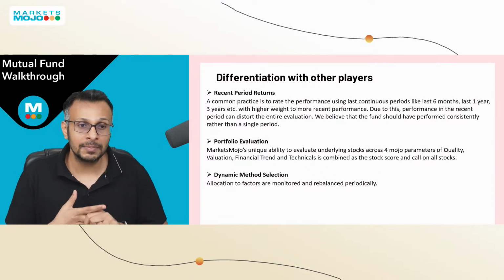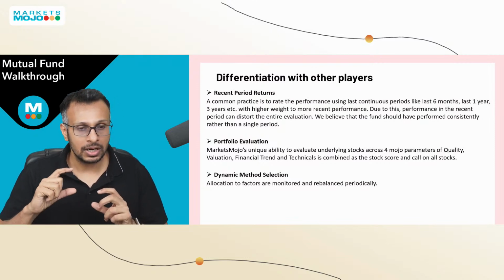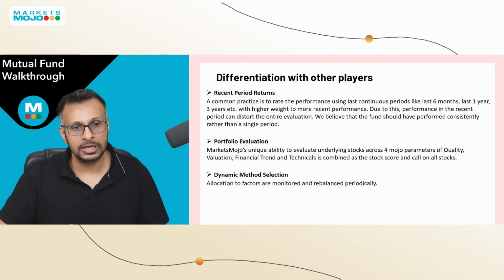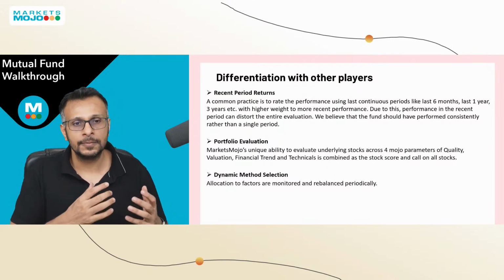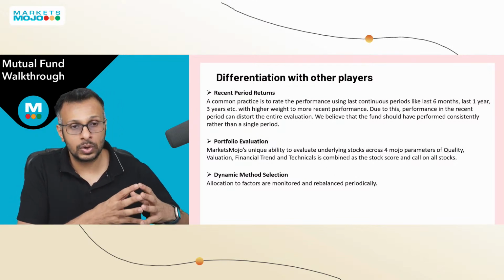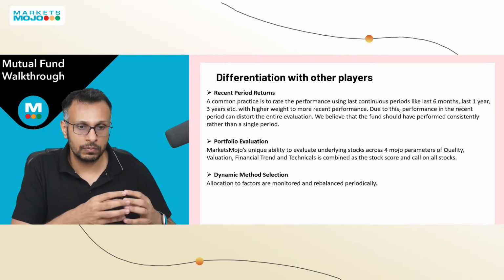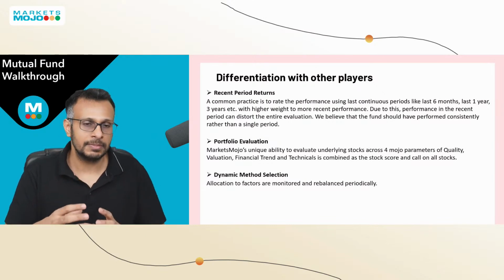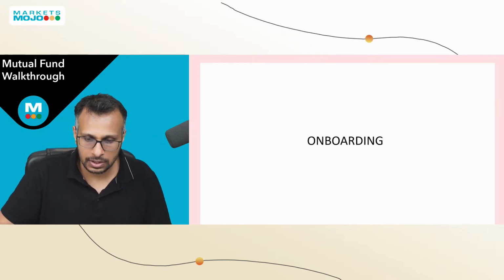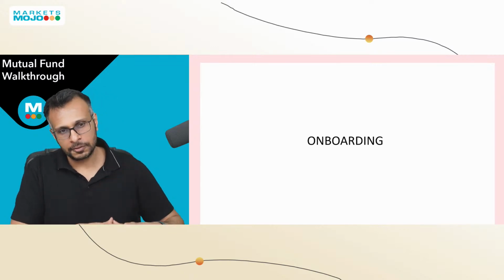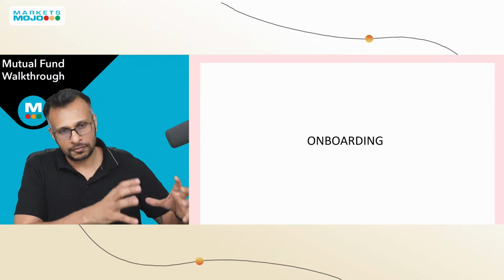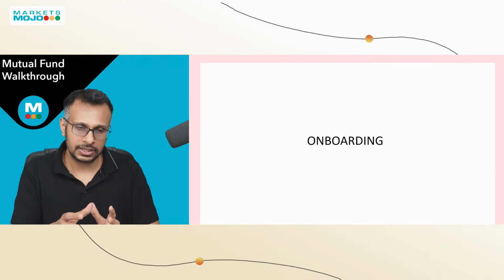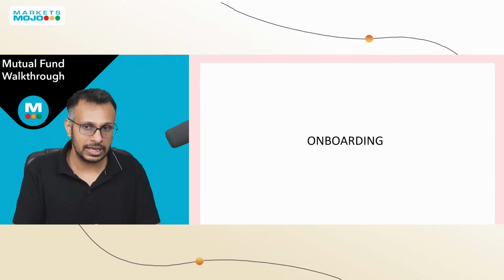And third is the dynamic method of selection. Our methodology adjusts with the market, with the changing correlations, to see which fund category should have what weightages assigned to different parameters. So this was a brief of what we've done, how we're doing that, how we're rating, and how those ratings will help you.